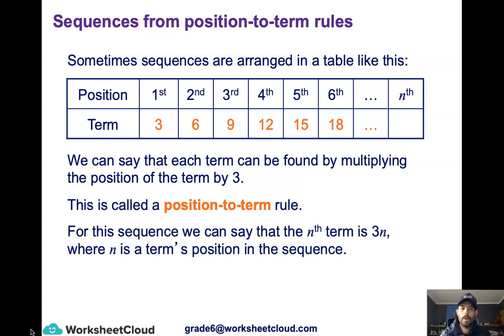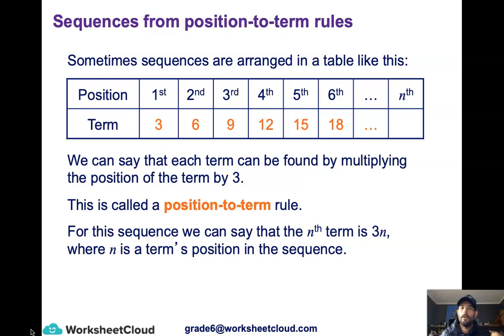Now, I know that's an algebraic term, but I just wanted to touch on it so that when you do encounter this in grade 7 and 8, you might have a little bit of an inclination to say, oh, I remember doing that with WorksheetCloud.com. Let's see if I can have a go and be confident in figuring out what that nth term is.